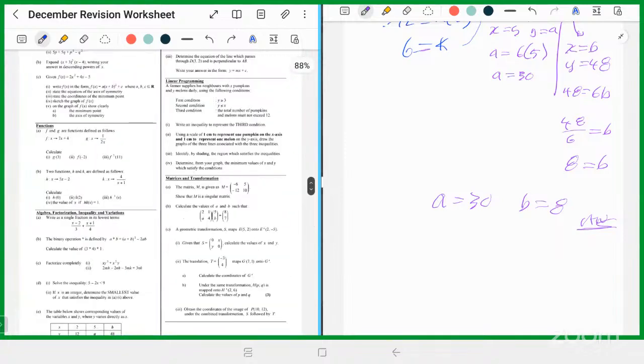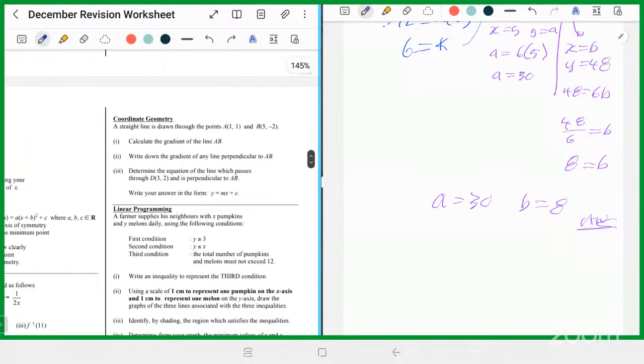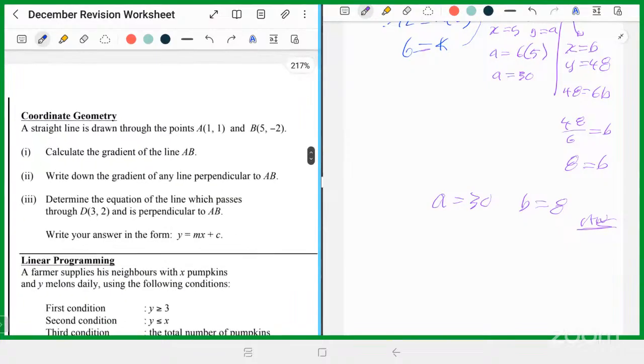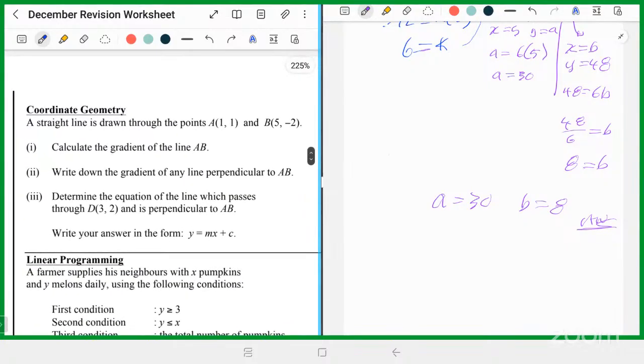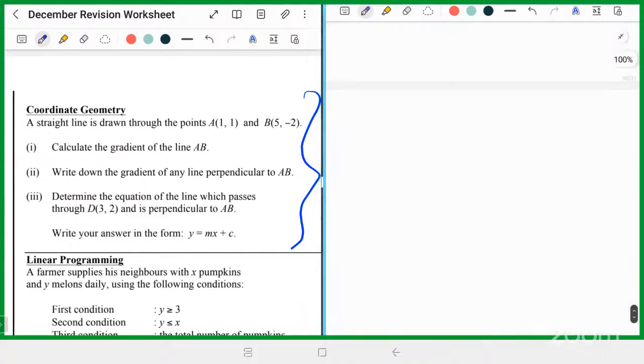Alright, so this one now, and we're calling it a day, guys. This one up here. Right here. Alright. What does this one say? According to geometry, it says a straight line passes through those 2 points.